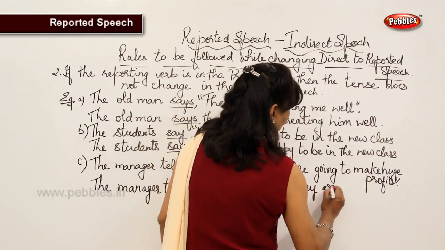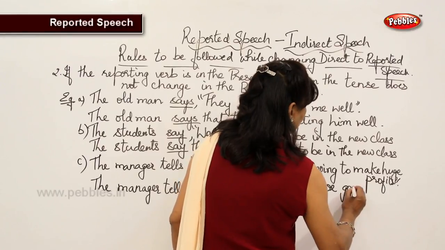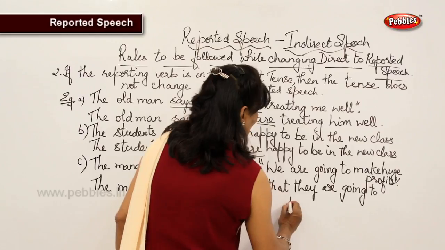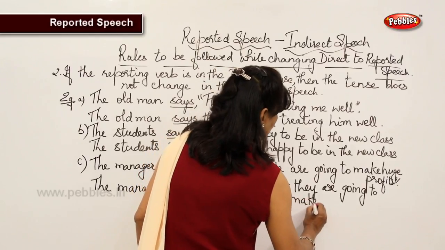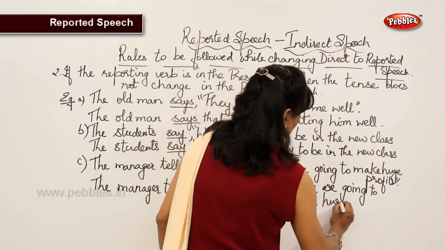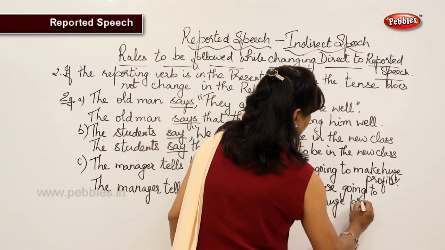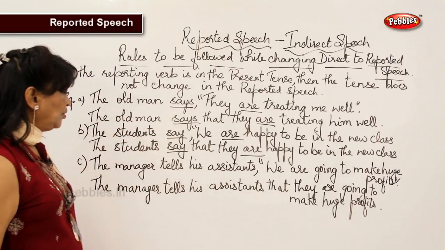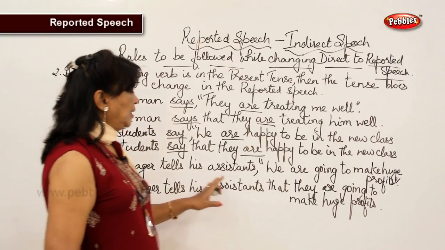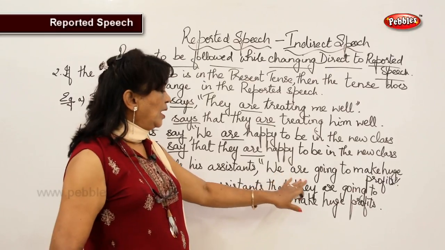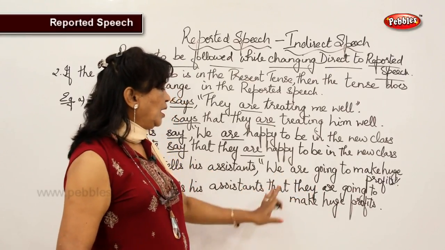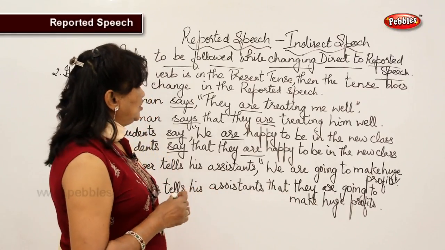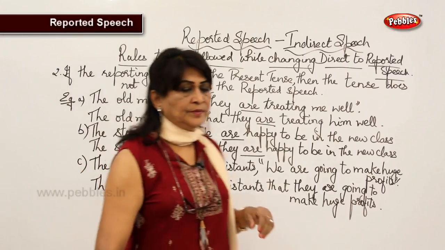I'm using the same verb. Going to make huge profits. Okay, so tells, I've used the same thing. We are is just used the same way. Are going. So there is no change at all. So this is rule number 2.